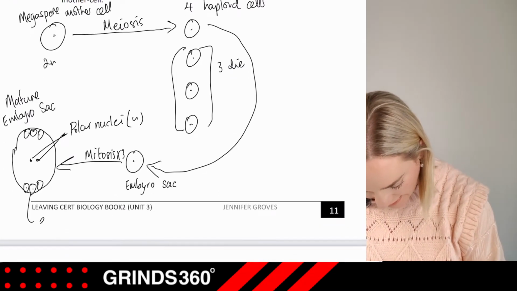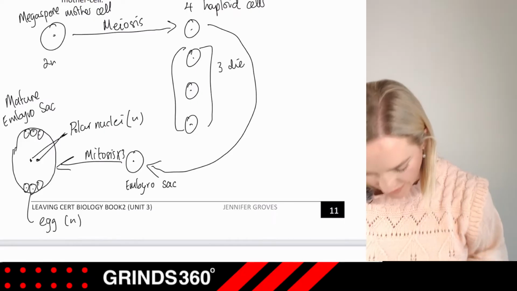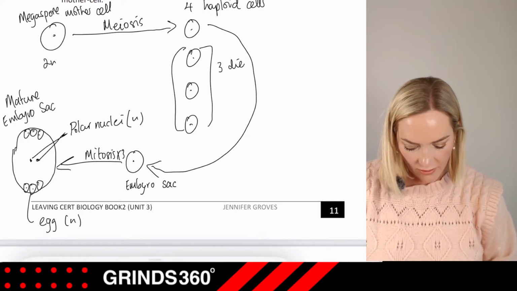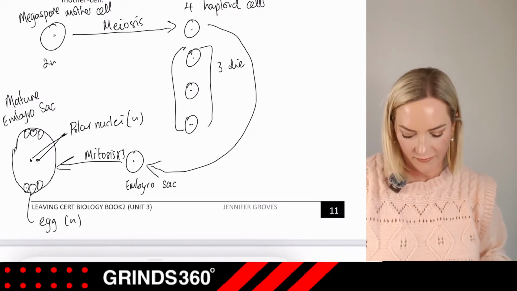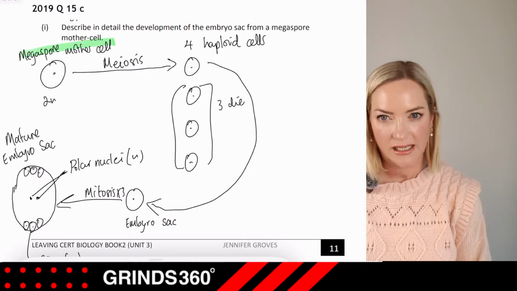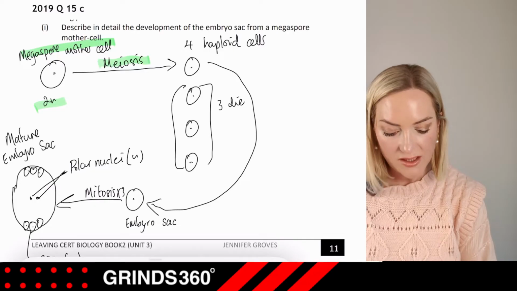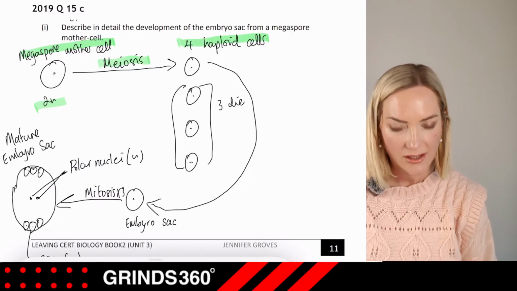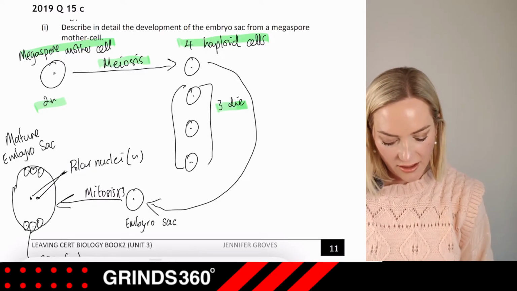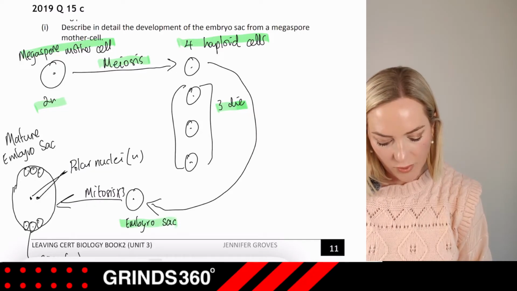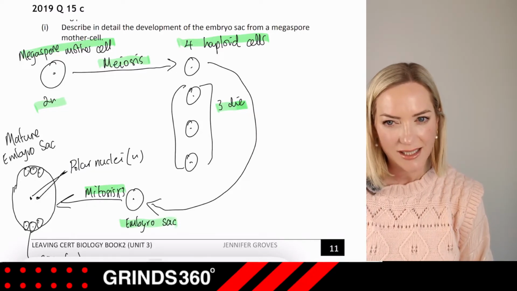Let's say here's my egg, which is haploid. So where will you get the marks? Megaspore mother cell, or a diploid megaspore mother cell, divides by meiosis to produce 4 haploid cells. 3 die. Our embryo sac will divide by mitosis 3 times.